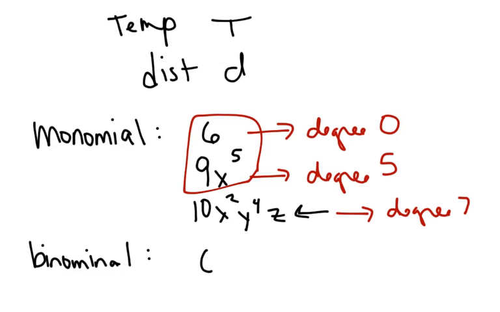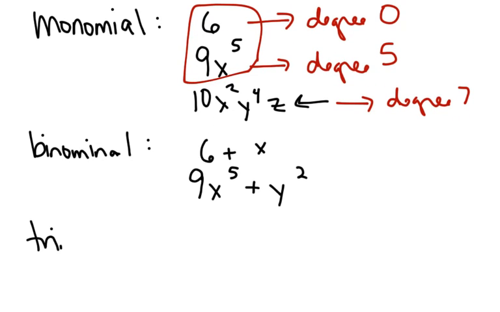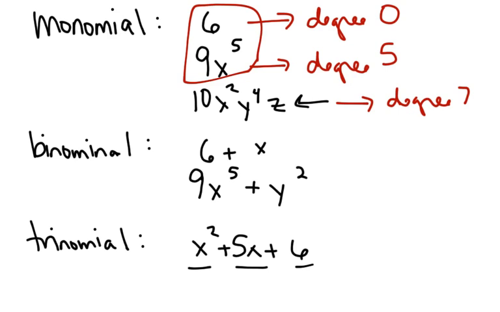Outside of a monomial, we had these things called binomials, and binomial meant two terms. So, for example, 6 plus x is a binomial, or 9x to the 5th plus y squared. And then we had something called a trinomial, and that meant a polynomial with 3 terms. So x squared plus 5x plus 6 is a trinomial because there are 1, 2, 3 terms. Anything after a trinomial was just called an nth degree polynomial. So after that, you don't have to remember any special names.